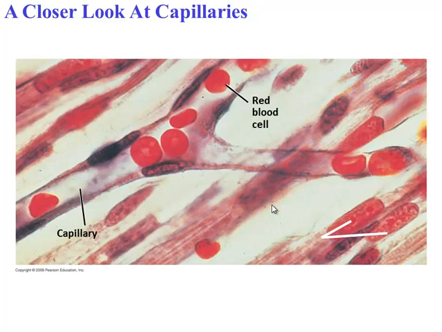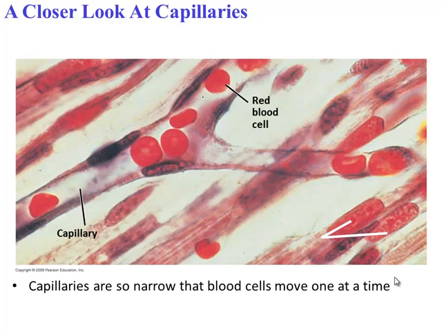And as you can see, this is a real photo of a capillary. The capillaries are so narrow that red blood cells usually have to march through single file. There's only room for one at a time.